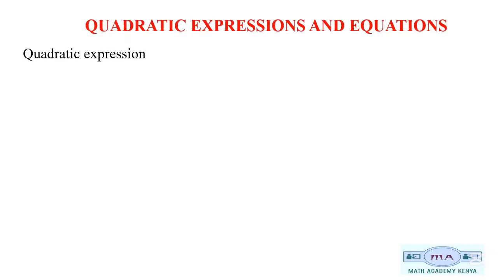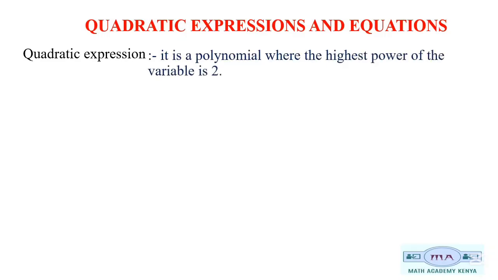Now, basically, when you talk about a quadratic expression, we are talking about a polynomial whereby it has variables and the highest power to which that variable can be raised to is 2. So it's a polynomial where the highest power of the variable is 2. For example, when you have a polynomial ax squared plus bx plus c, we can see that the variable is x. So the highest power to which x can be raised to is 2.